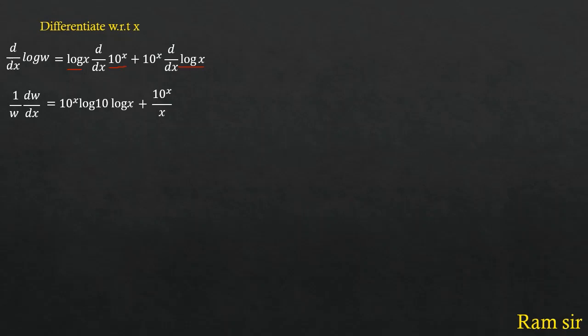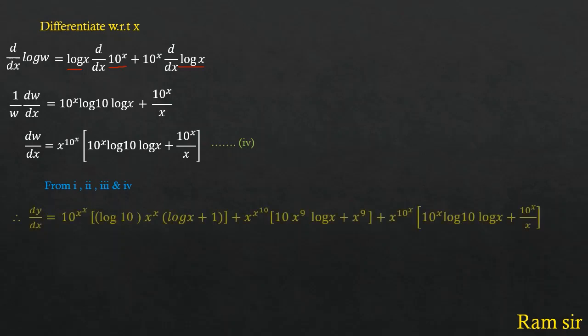So we get the answer as dw by dx is equal to, w को हमने शिफ्ट किया और उसका ओरिजिनल वैल्यू सब्सटीट्यूट कर दिया. So we are getting x raised to 10 raised to x multiplied by 10 raised to x log 10 multiplied by log x plus 10 raised to x upon x, which we will mark as equation number 4. सो अब आपके पास चार इक्वेशन है, एक तो फर्स्ट इक्वेशन and second, third और fourth में हमने डेरिवेटिव निकाला. We'll update all the values.